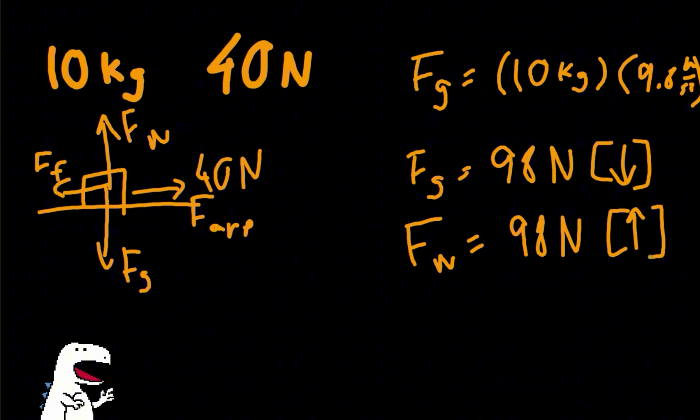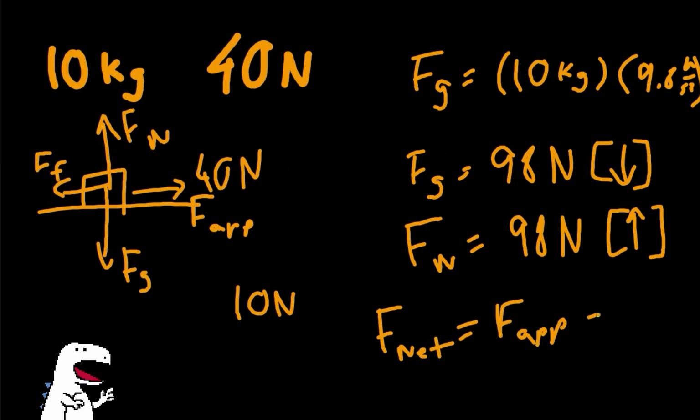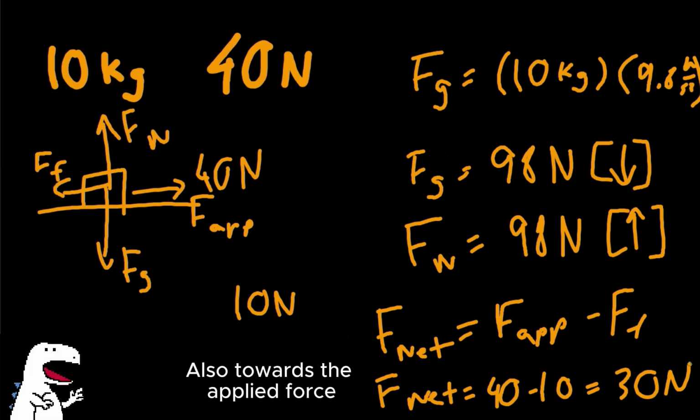So now we have a friction force. Let's say there's a friction force of 10 newtons that is opposite to the applied force. So let's calculate the net force. F net will be equal to the force applied minus the friction. So here F net is equal to 40 minus 10 newtons, which will be 30 newtons total. So that will be the F net.